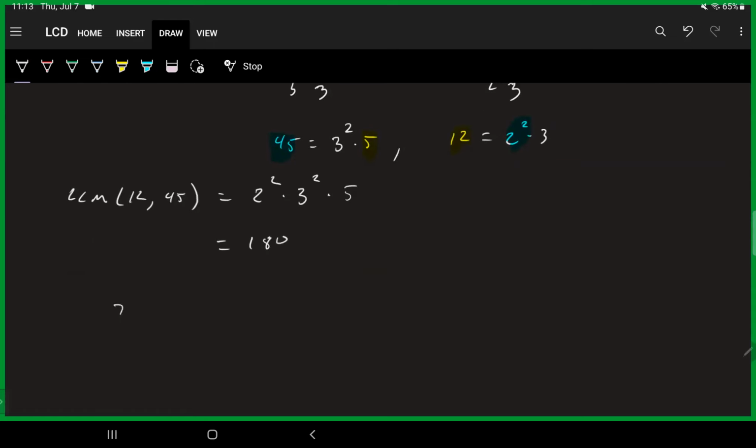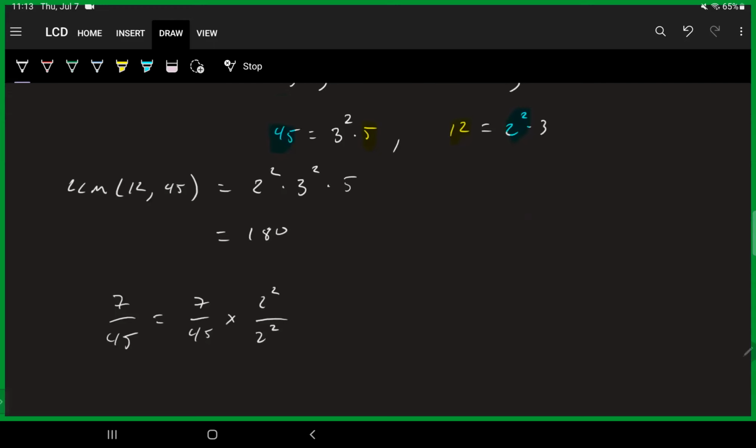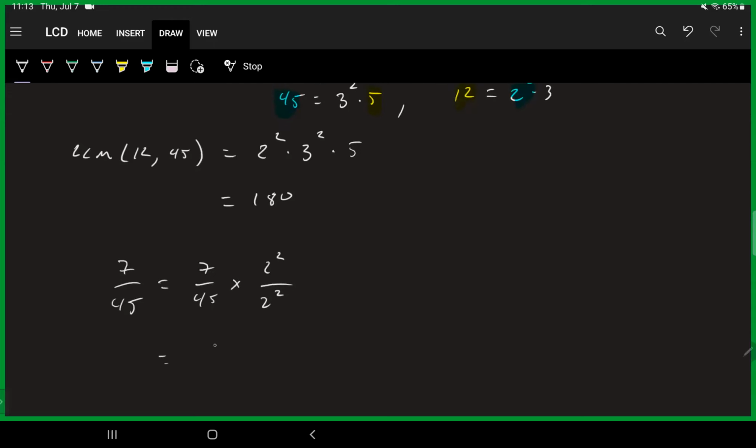So I have 7/45. And so I want to see what's missing from 45. Well, I know I'm missing a 2 squared. So 7/45 times 2 squared over 2 squared. And that's going to get us done with that. Now I get 28 over 180.